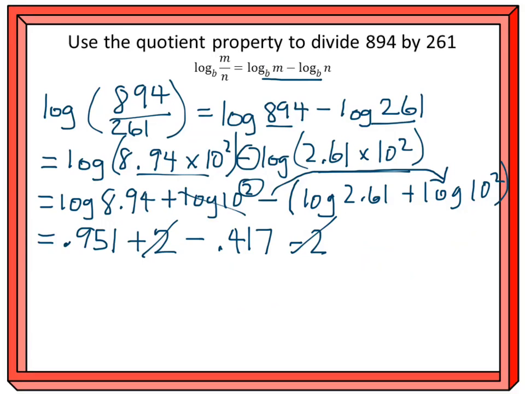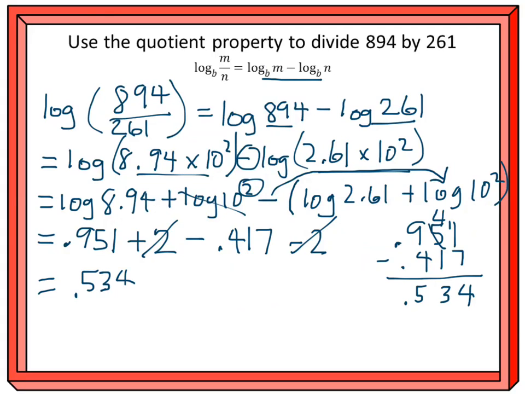So the only subtraction problem I have to do here is 0.951 minus 0.417. Okay, so then you have to remember how to subtract here, especially since we have to borrow 1 from the 5. So it's 11 minus 7 is 4. 4 minus 1 is 3. And 9 minus 4 is a 5. So this is equal to 0.534.